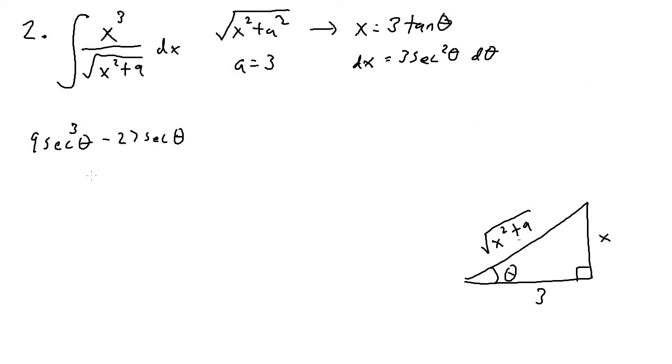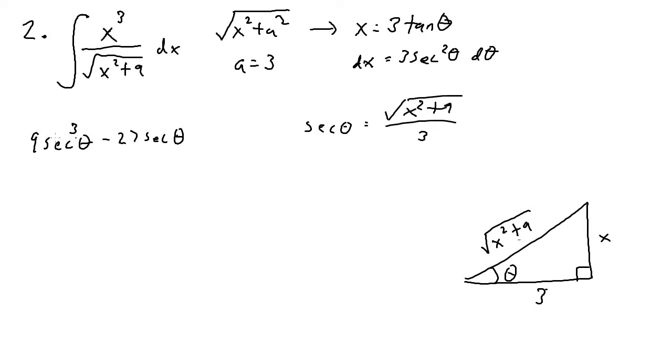And so when we evaluated the integral, we came up with secant of theta. So we need to find what secant of theta is equal to. Once again, secant is the reciprocal of cosine. So if cosine is adjacent over hypotenuse, secant is going to be hypotenuse over adjacent. So secant of theta is equal to the square root of x squared plus 9 over 3.